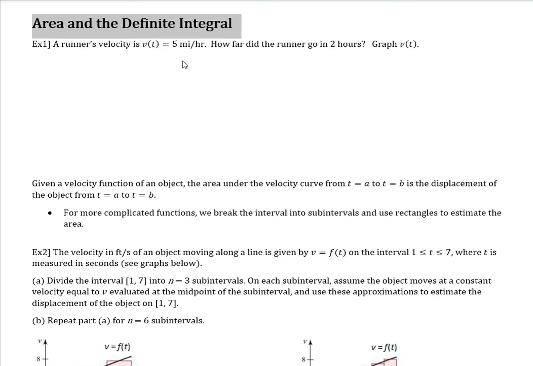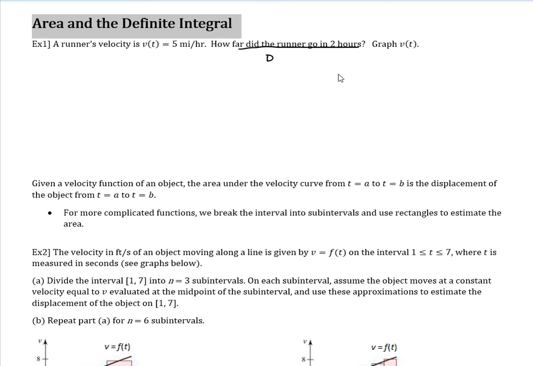If the runner is running 5 miles per hour and runs for 2 hours, then we could just multiply. 5 times 2 would be 10. So we should know the runner goes 10 miles. We can answer this right away.